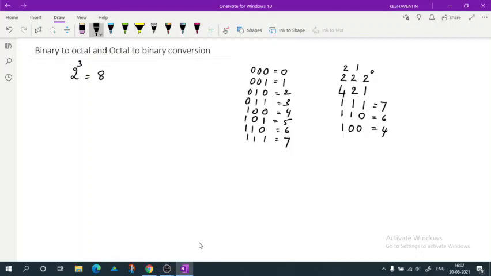Binary to octal conversion. Consider a binary number 110111, which is in binary. That is how much in octal? As I have already told you, we need 3 bits to represent it in octal. Therefore, starting from this side, consider 3 bits. So this can be written as 110 is 6, 111 is 7. Therefore, 67 in octal.